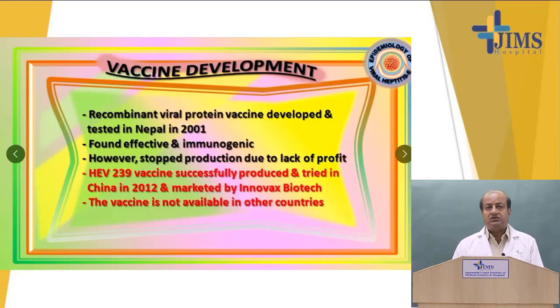China developed a vaccine called HEV-239 in 2012 and successfully produced and implemented it in their own country, and it is marketed by Innovax Biotech. The trade name is HEV-239. However, this vaccine has not been recommended for other countries by WHO. Therefore, this vaccine is not available in other countries at present.